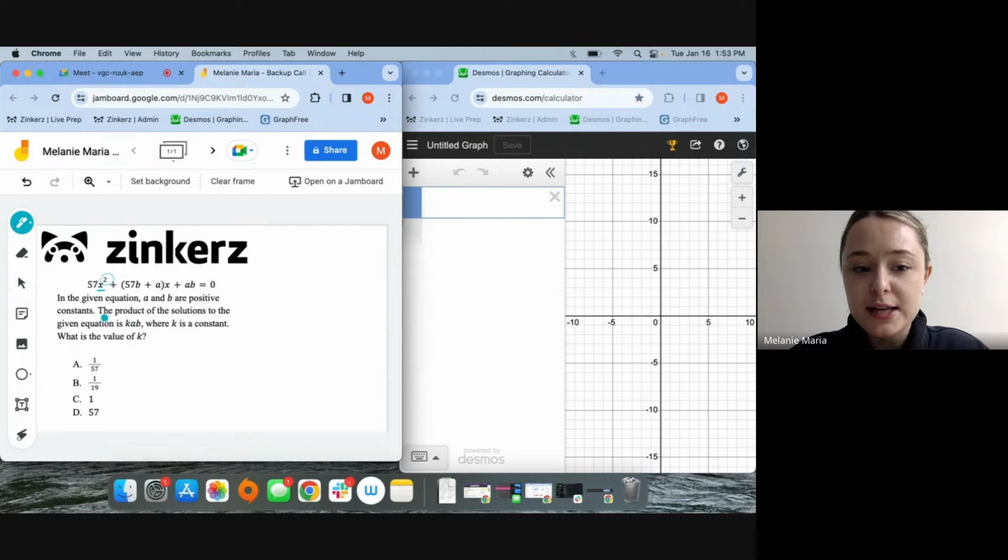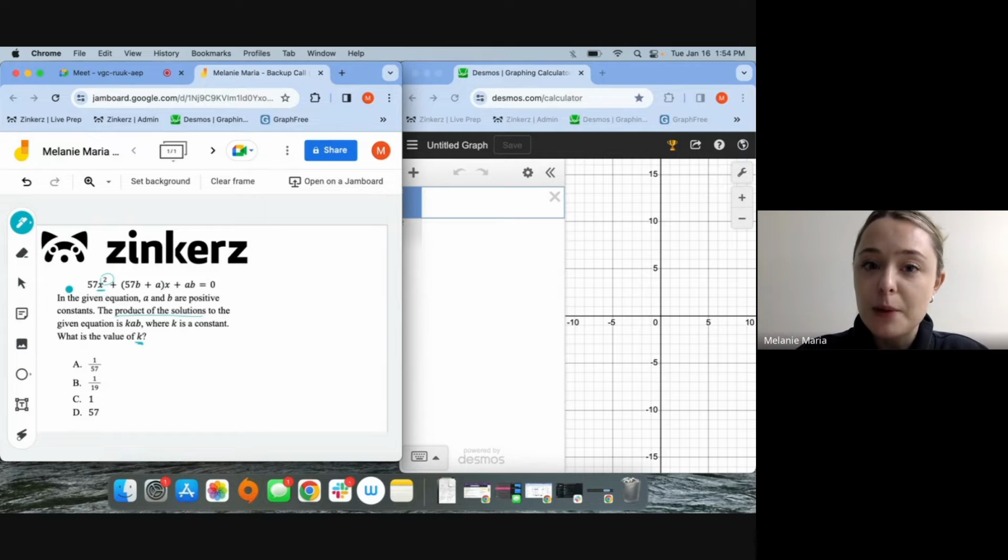And then what's the question asking us? It's asking us for the product of the solutions, which will help us find some information about this value k. So how can we find the solutions to a quadratic equation? Well, a few different ways, right? We can factor this, we could graph it, and we could also solve it by using the quadratic formula.